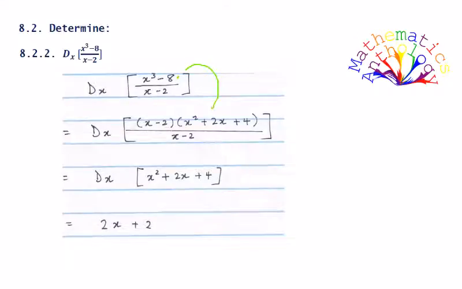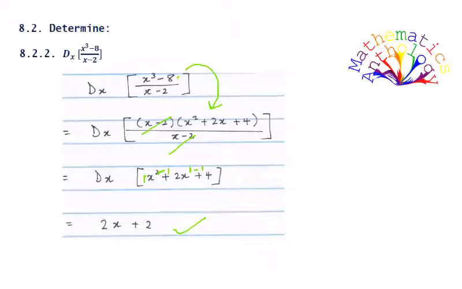8.2.2, again determine the derivative here. So d/dx of x cubed minus 8 all over x minus 2. Right, so on the top there, usually when you have two terms at the bottom, you need to factorize the top. So you're factorizing a cubic on the top. So cubic factorization, x cubed minus 8 will give you factors of x minus 2 into x squared plus 2x plus 4 all over x minus 2 at the bottom.